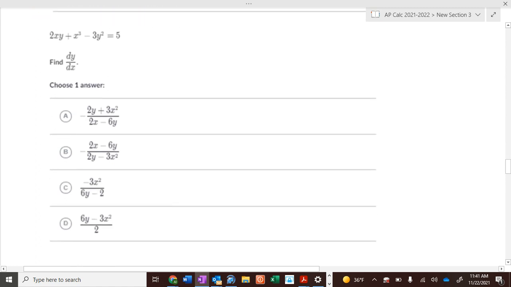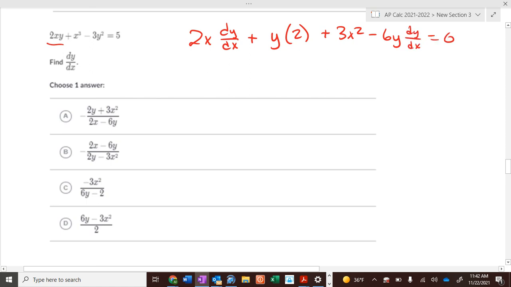All right, this one. To do this one, people forget that you have to do the product rule to this first part. So it's 2x times the first derivative of y, which is dy/dx, plus y times the first derivative of 2x, which is 2, plus 3x squared minus 6y dy/dx equals 0.